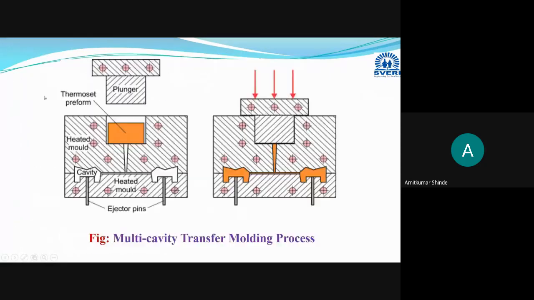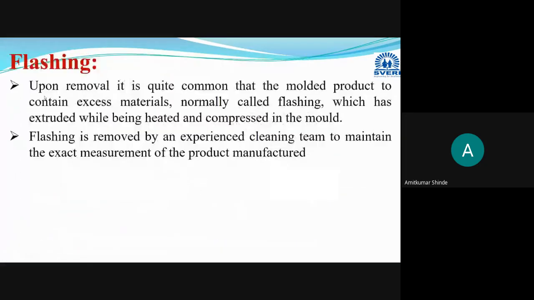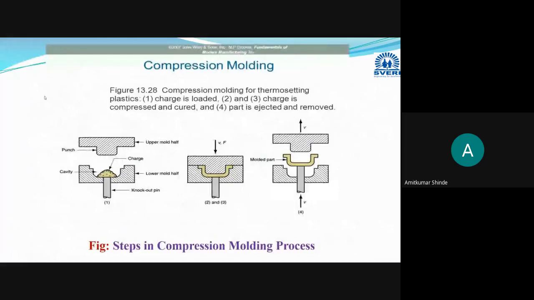Now, in the compression molding process, directly after applying the pressure, depending on the cavity shape, your product shape will be there. So intricate shaped or complex shaped components are very difficult to manufacture with the help of compression molding, because you have to manufacture that shaped cavity. It is very difficult.